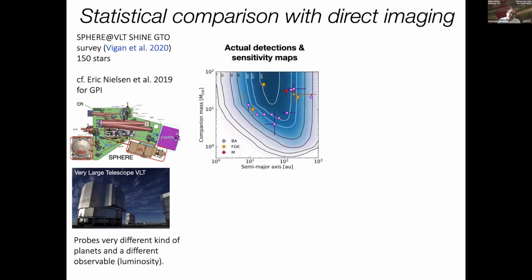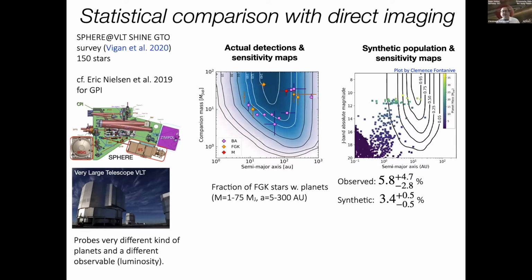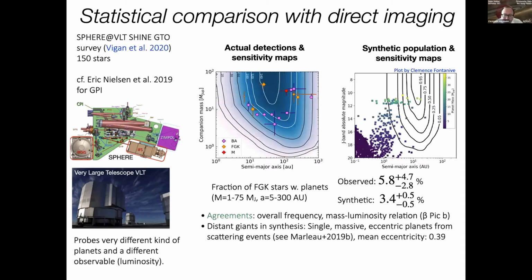And this is the actual detection and the sensitivity we had. So we found planets around these 150 stars, and we can then see again, as before, what we would have discovered if we had observed the synthetic planets. We can look, for example, at the fraction of stars with planets: observed it's about 5.8%, and synthetic is about 3.4%. So it's less, but still close given the error bars. So here we see an agreement of the overall frequency. But the distant giant planets in the synthesis are single massive eccentric planets formed from scattering events, because core accretion cannot produce planets very far out.